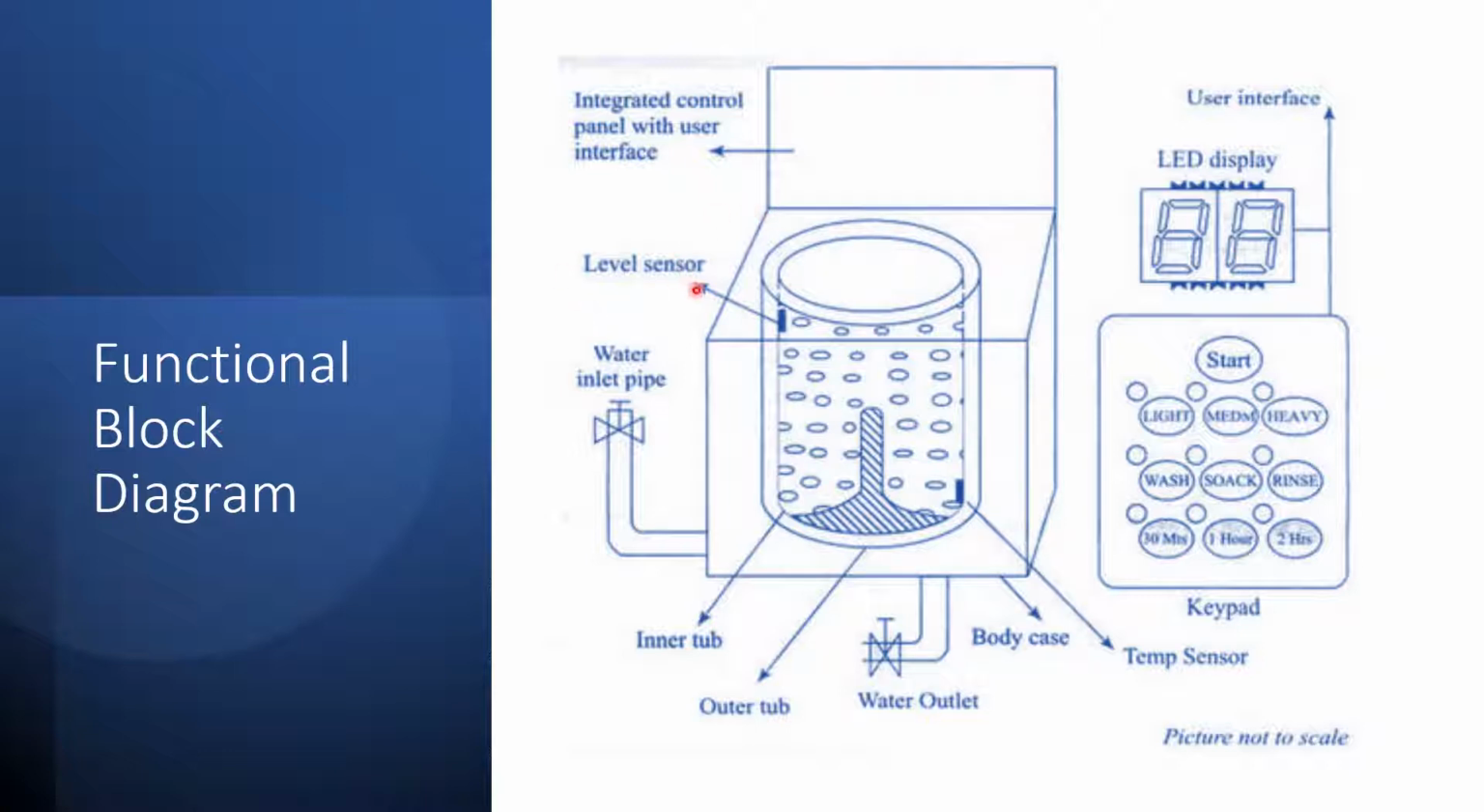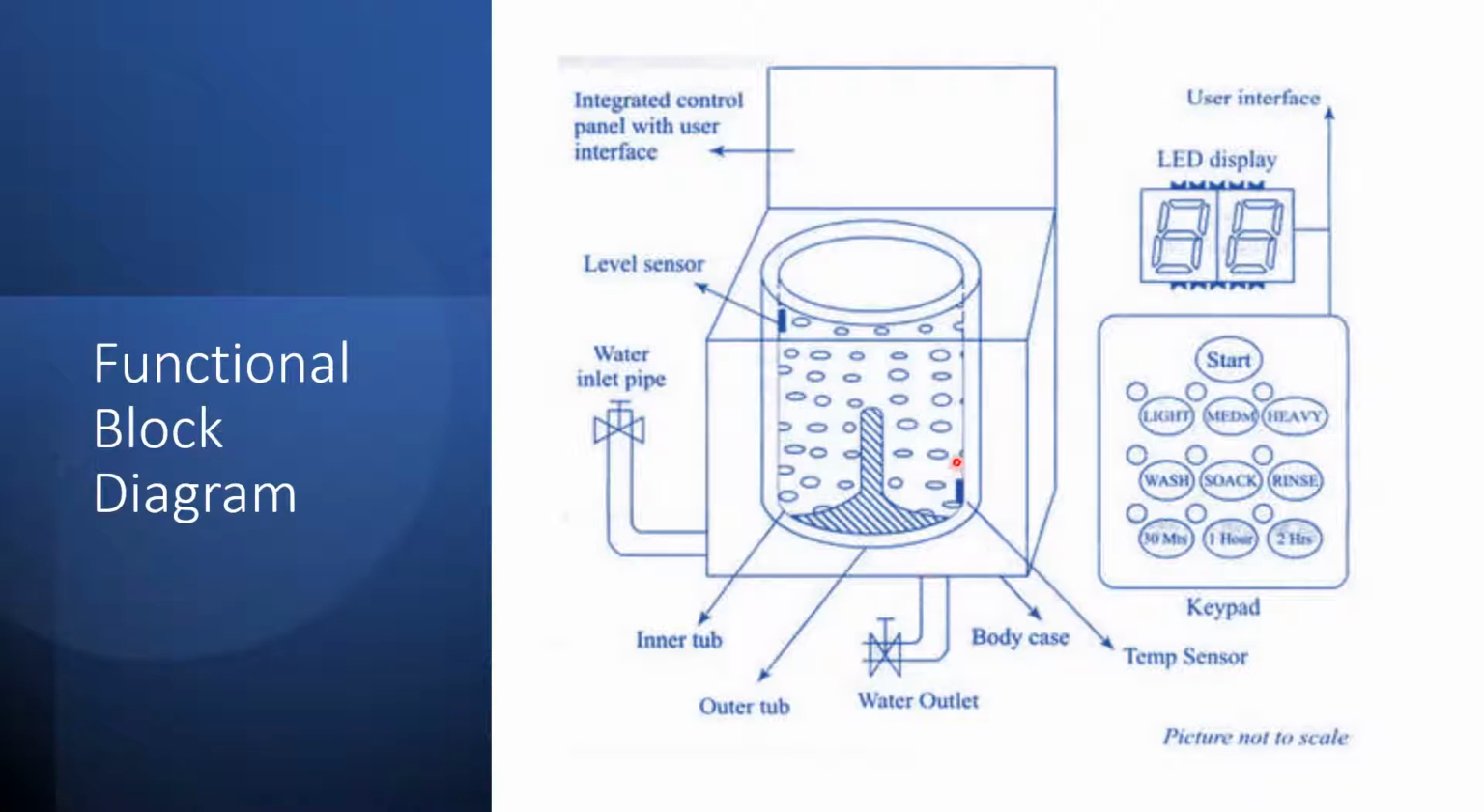level sensor. It will be placed inside the tub. There can be an inner tub and an outer tub, basically, because that will help in rinsing the cloth also. So you have this water level sensor inside the inner tub. Then there is the water outlet. Even in an automatic washing machine, even the water outlet can be controlled using a sensor.